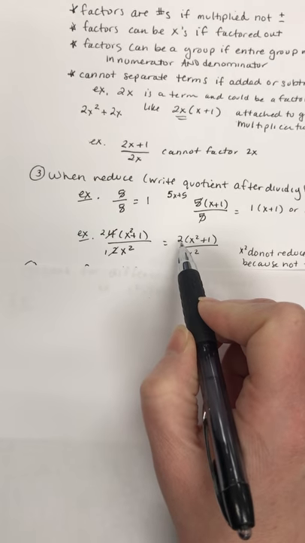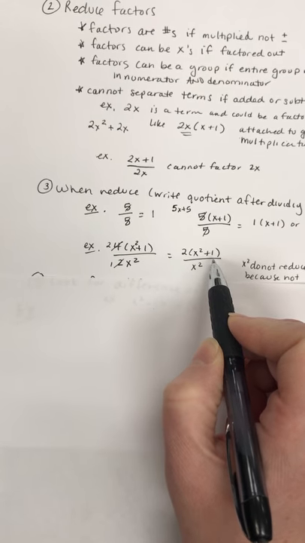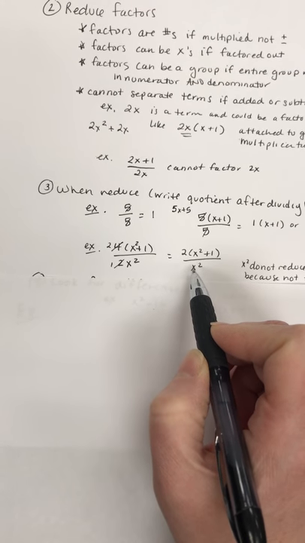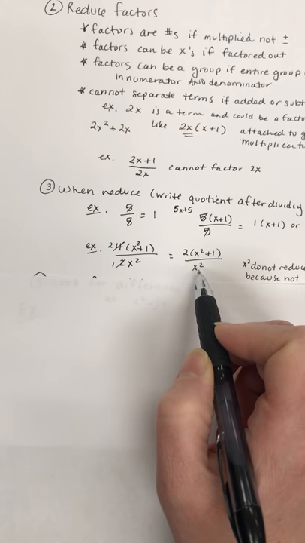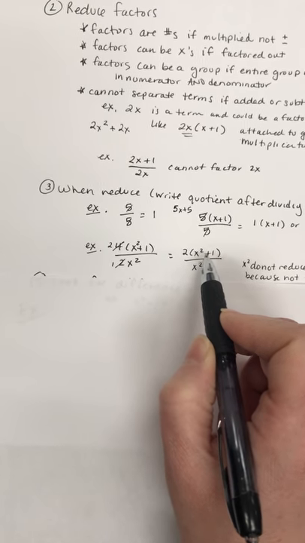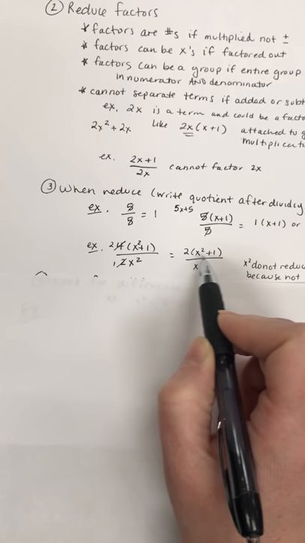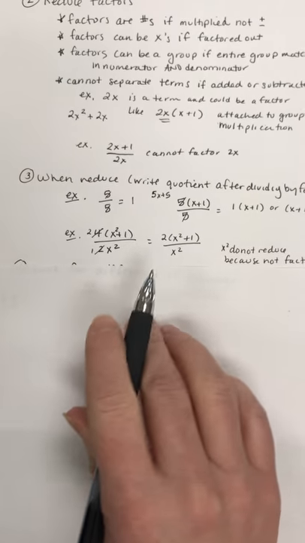So I would write in the numerator to keep the 2, and then I have parentheses x squared plus 1 all over. Now the 2 turned into a 1, which we don't usually write, so I just write x squared. When you have a situation like this, you have to be careful. The x squared cannot reduce with x squared, because in the numerator, x squared is attached to this 1 in the group with addition. So do not reduce, because they're not factors.